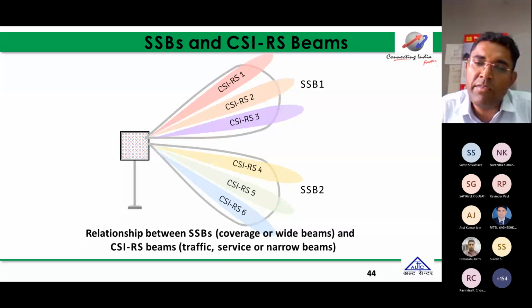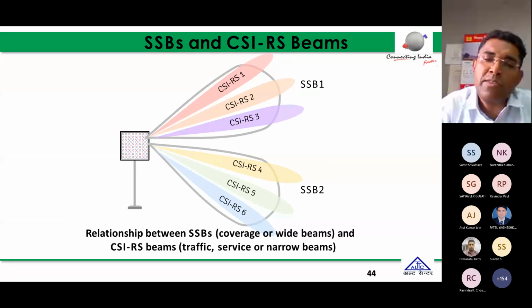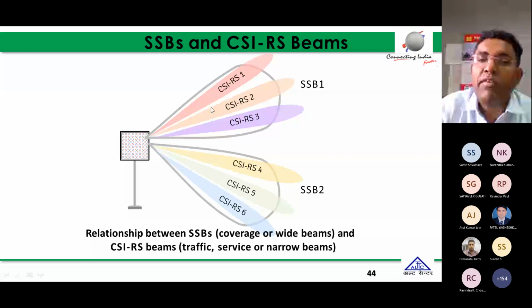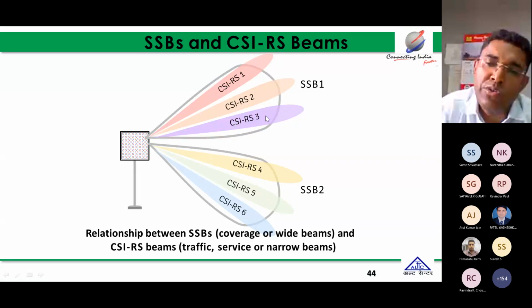Within the SSB1 beam, there are many CSI-RS beams. You can see here, CSI-RS beam, what does it mean? It means it is a digital beam. Your user data is going in the CSI-RS beam. That is the digital beam. This one is CSI-RS1, CSI-RS2, CSI-RS3. These are the digital beamforming that is used for the user data.